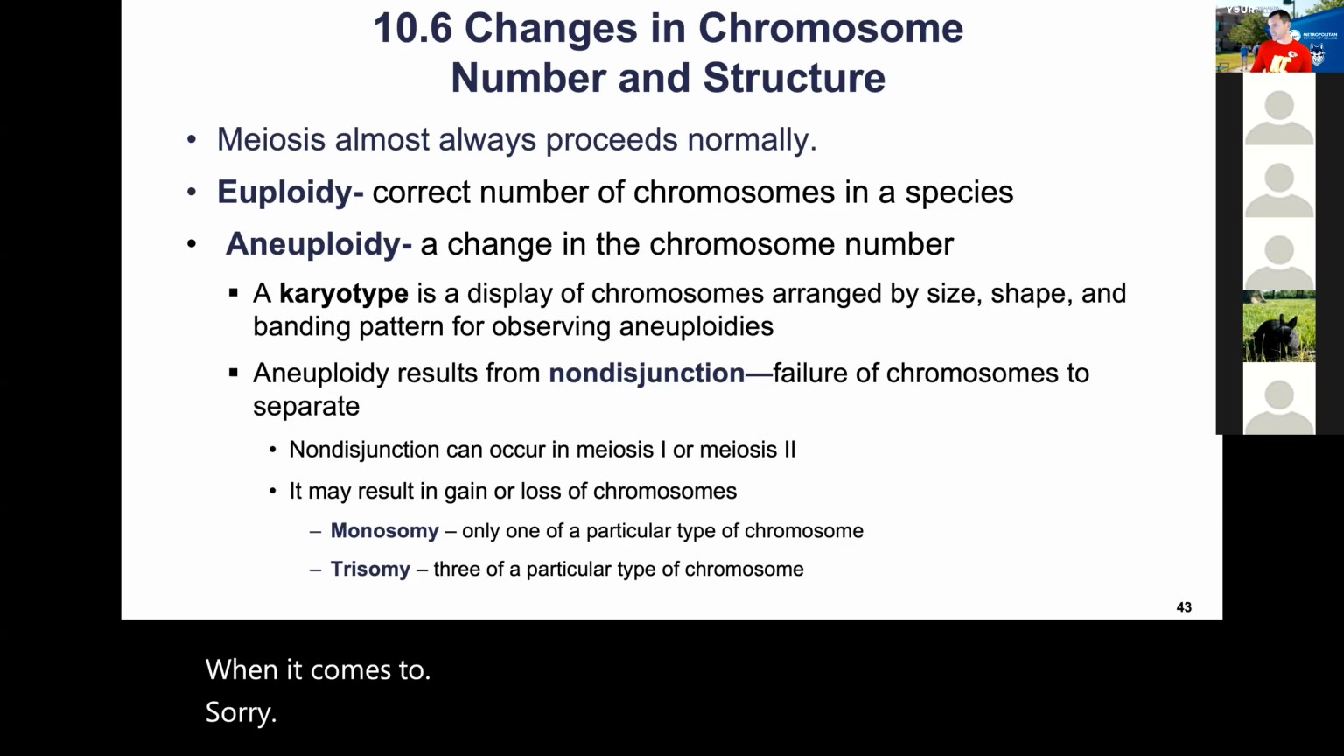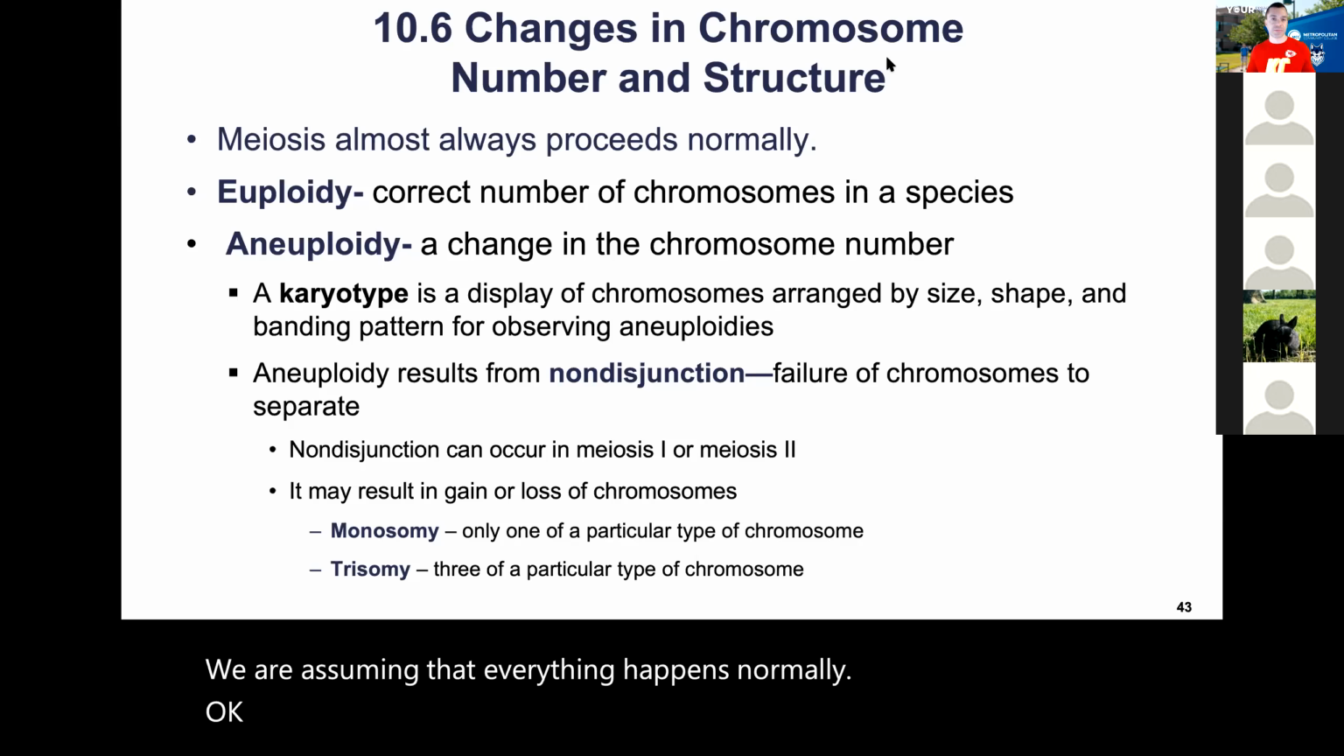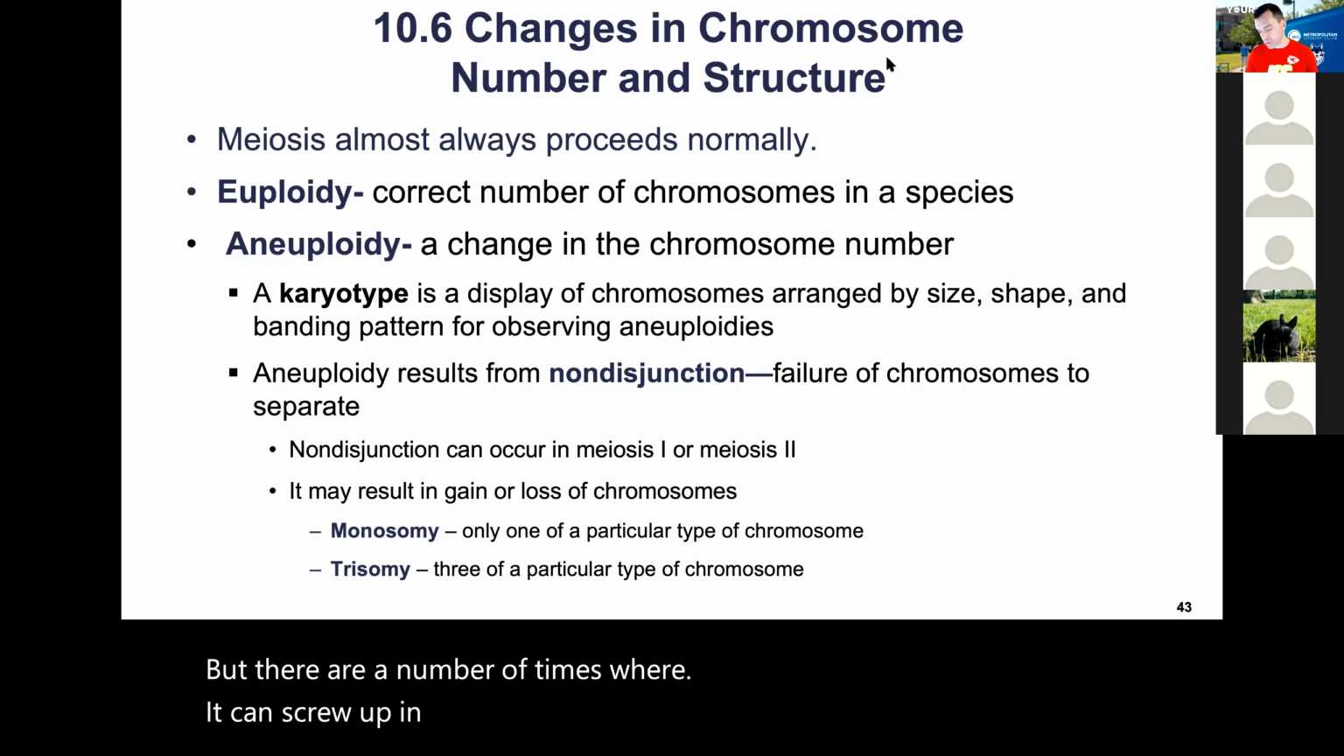When it comes to this formation of a sperm or an egg, we are assuming that everything happens normally. Okay. And for all intents and purposes, most times it does. But there are a number of times where it can screw up. And the older you are, the more prone you are for these improper mitotic divisions.